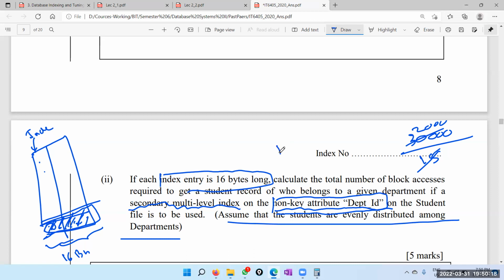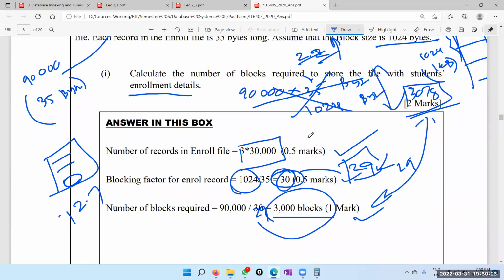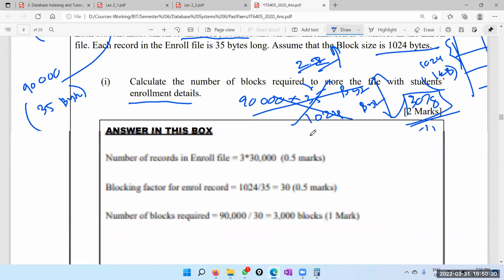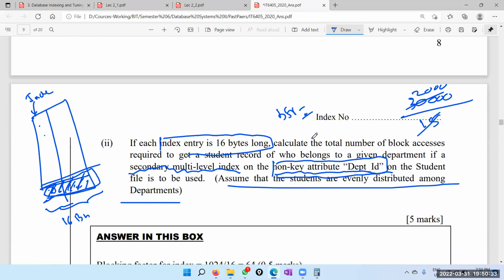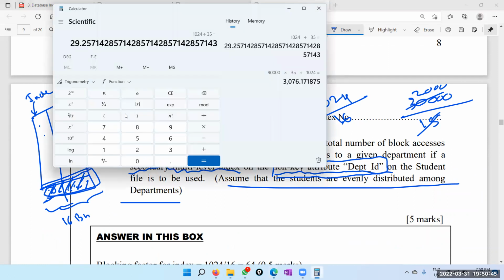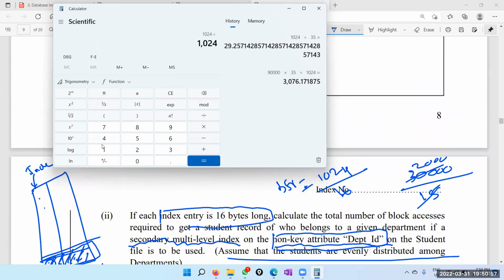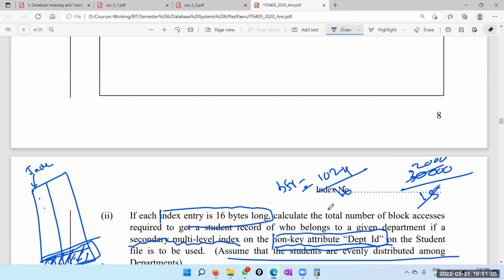Then the blocking factor will be the number of records per block. The block size is not going to change, so the block size is 1024. Let's say 1024 divided by 16 bytes. I'm using the calculator. 1024 divided by 16 is 64. 64 is the blocking factor. That means there are 64 records in a block.